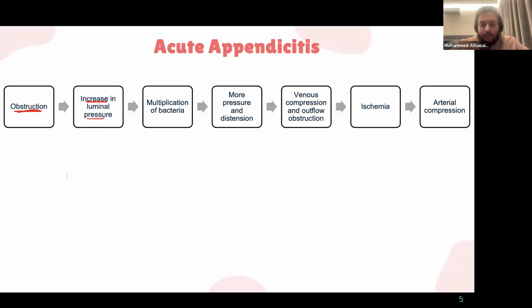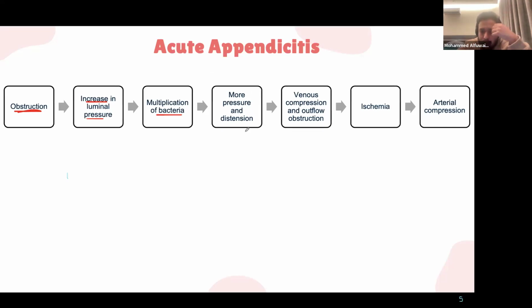Now, for bacteria, what is the most common bacterial cause of appendicitis? E. coli, good. Give me two more common ones. Klebsiella, good. One more. Pseudomonas. Memorize these three, okay? E. coli, Klebsiella, Pseudomonas. These are the three bacteria that can cause appendicitis.